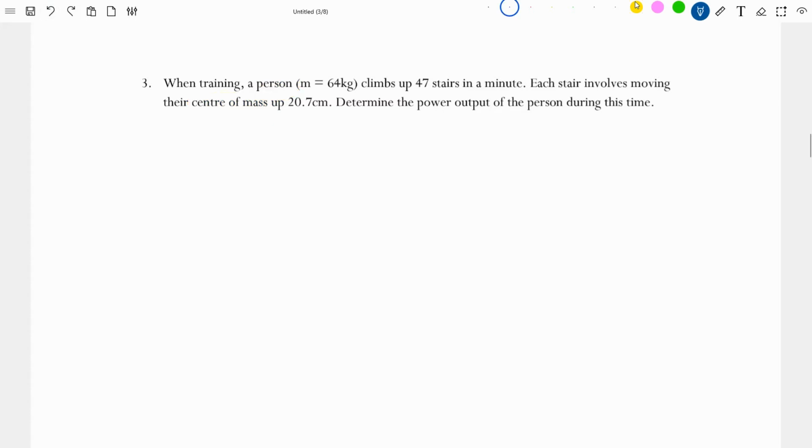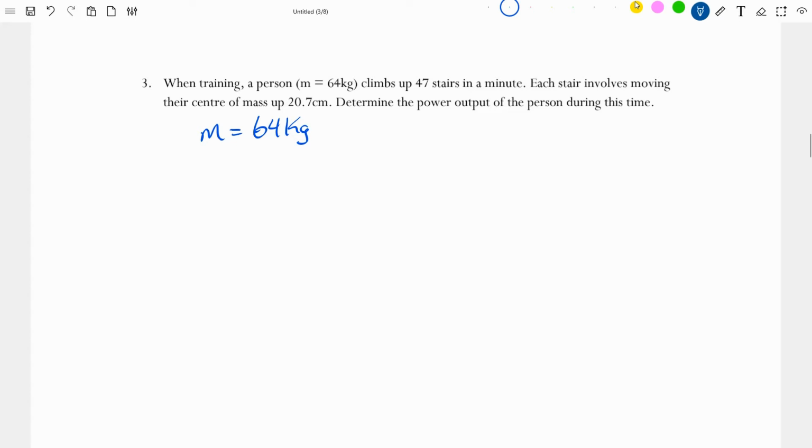So, with that said, let's just do it. There is a person that has a mass of 64 kilograms. They climb up 47 stairs. Thinking back to that very first question that we did, where I gave the two options for power, force times speed versus work divided by time, for no good reason, I'm just going to choose the work divided by time option for this one.